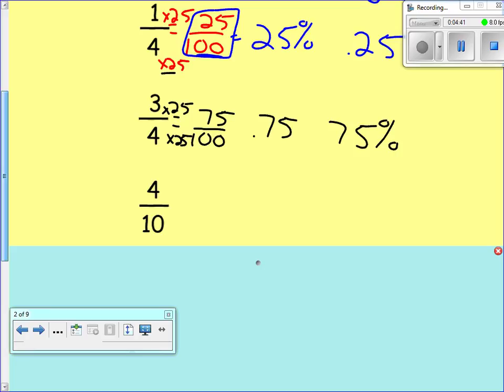4/10. I want you to go ahead and press pause, try and figure this one out, okay? All right, we're going to keep on going. This is 0.4, because that's how you read 4/10. But if I want to make this out of 100, 4/10 equals 40 over 100, times 10 times 10, got a 40, 40%.